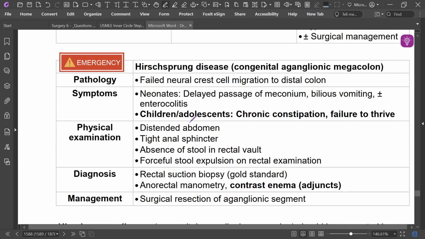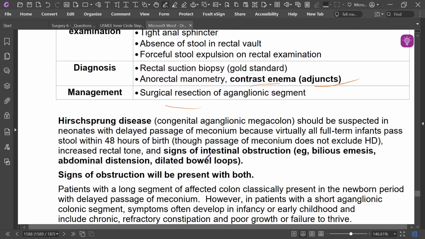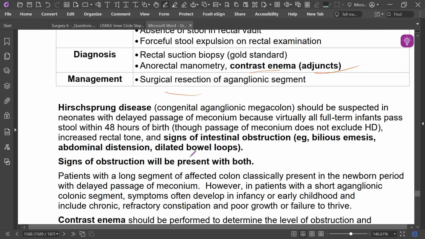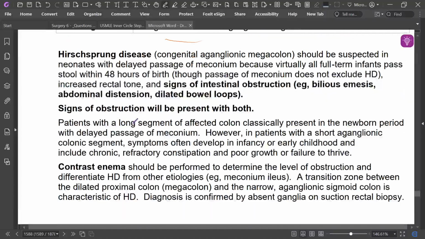Hirschsprung disease is a failure of neural crest migration to the distal colon, with delayed passage of meconium, bilious vomiting, and enterocolitis. In children and adolescents, it presents with chronic constipation and failure to thrive. There may be a distended abdomen and tight anal sphincter. Most important, rectal suction biopsy is the gold standard, and anorectal manometry and contrast enema are adjuncts. Treatment is surgical resection of the aganglionic segment.